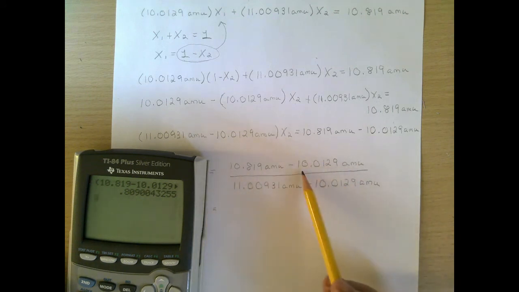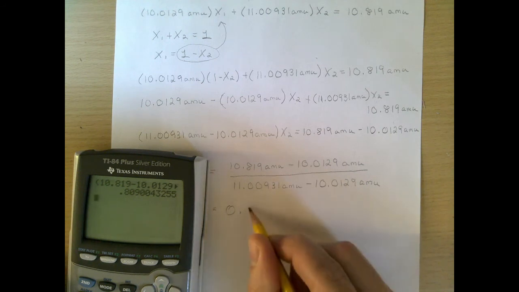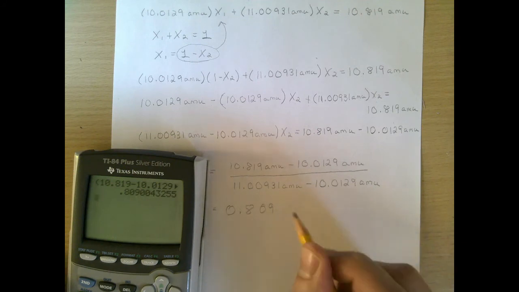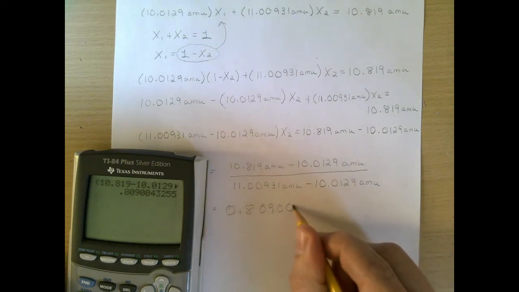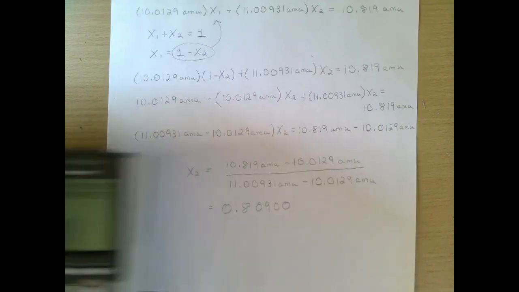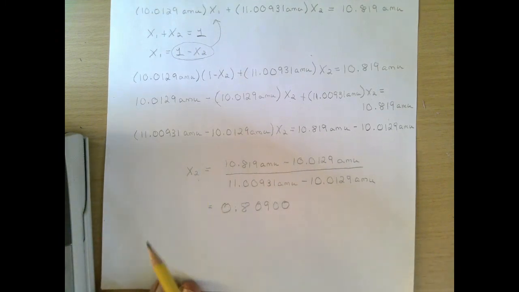If we take a look at this, though, this has 5 significant figures. This has 6 significant figures. So we're going to be limited to 5 significant figures. So our answer that we're going to take here is going to be 0.80900. The next digit that we had here was a 4, so we round down in this case. Now, we've solved for x2, but we still need to get x1.